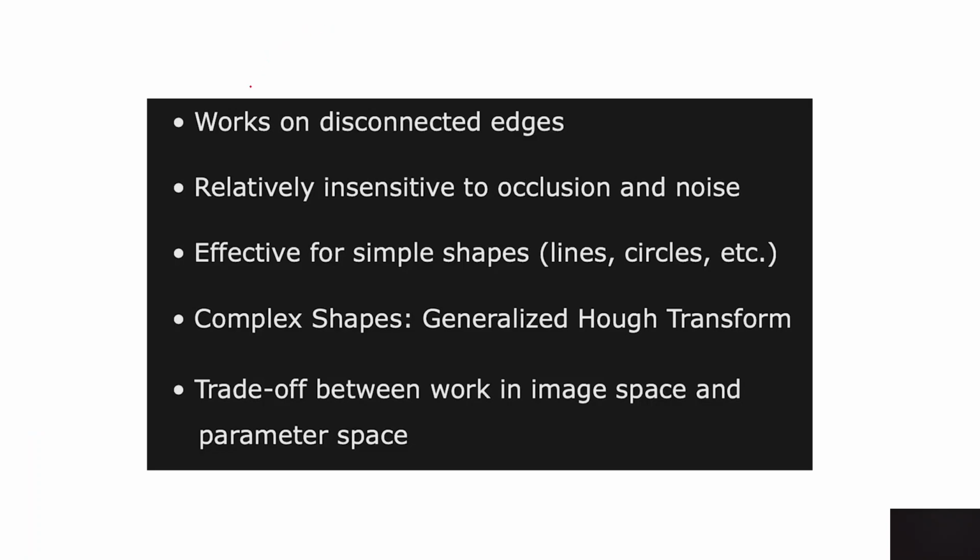There are many merits and demerits. For example, it works on disconnected edges, and it is relatively insensitive to occlusion and noise. For example, if this is a circle and there is an overlapping, it is insensitive to that occlusion. It says relatively insensitive; it is not completely insensitive to noise, but relatively. It is effective for simple shapes, for example, lines, circles, and so on. For complex shapes, we consider generalized Hough transform.